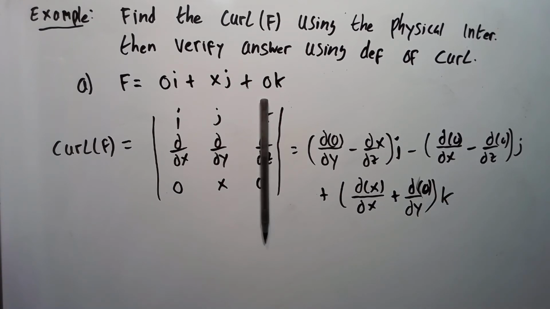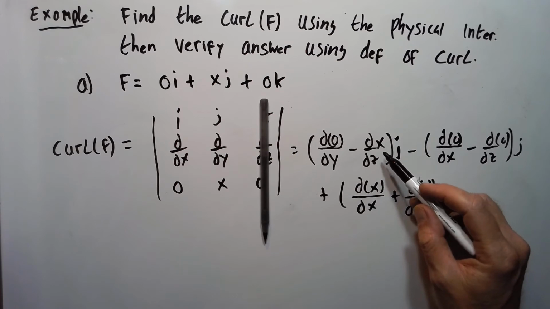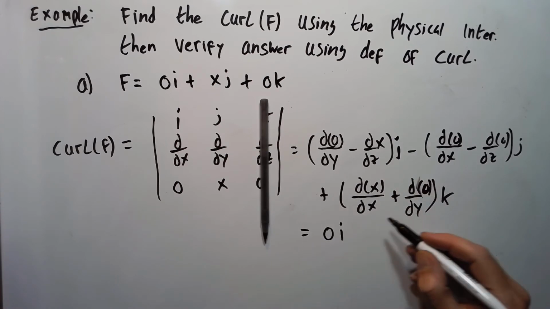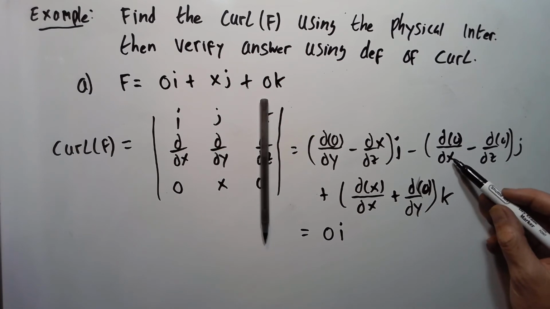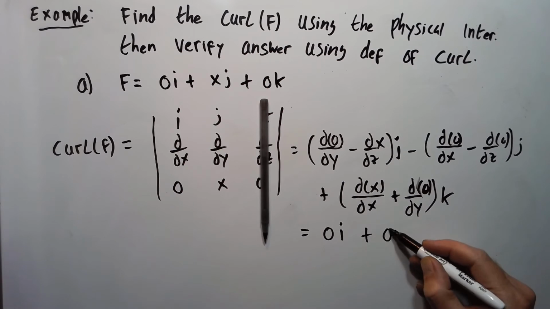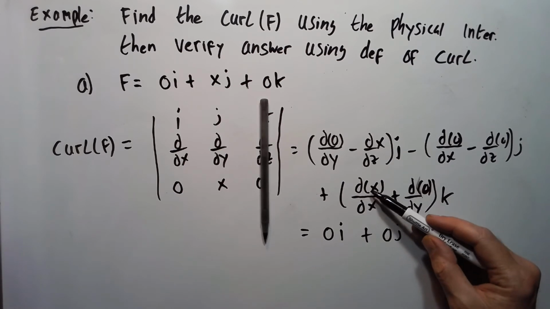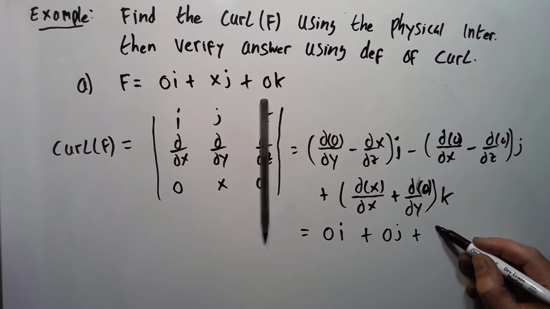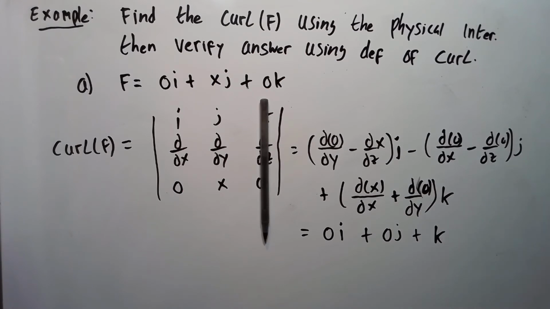Okay, so that's going to be 0. That's Z operating on X, which is 0, so it's going to be 0I, and that's partial X acting on 0, 0 at 0, also 0J, and partial X with respect to X would be 1, and that's going to be 0, so it looks like it's just K. So our physical interpretation gave us the right answer.